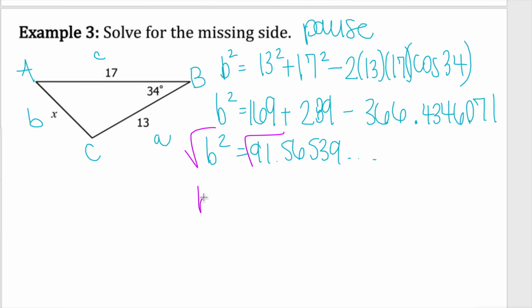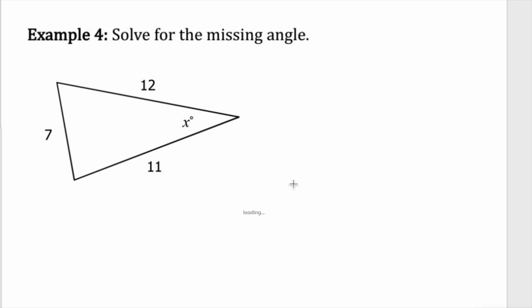And we're getting around 9.6, rounded to the nearest tenth. Next, we're going to look at 3 examples of what happens when I'm now trying to solve for the angle.